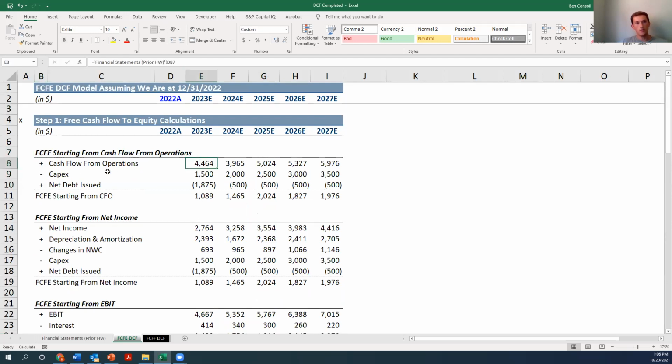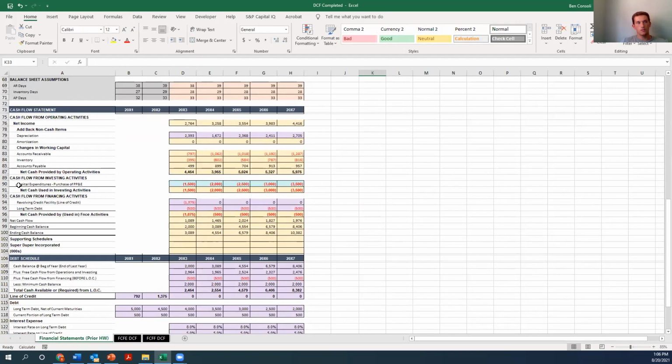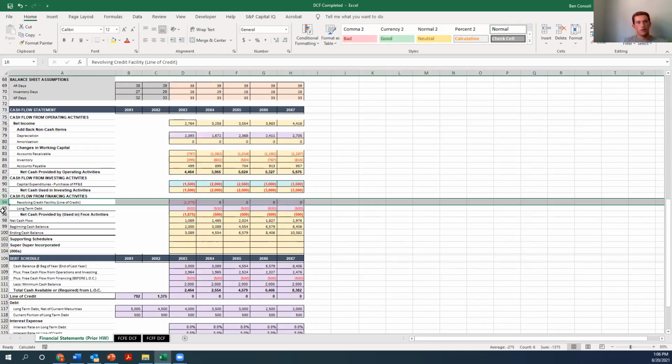So you start with cash flow from operations and you're grabbing that from your financial statement projections. And then you're subtracting out CapEx and you're adding back net debt issued. So all three of these you can just grab from the financial statements that you produced earlier, which you'll see the net debt issued includes principal payments as well as debt issued in the year. So you're looking at D94 and D95 for the year, which you'll see is right here, D94 and D95.